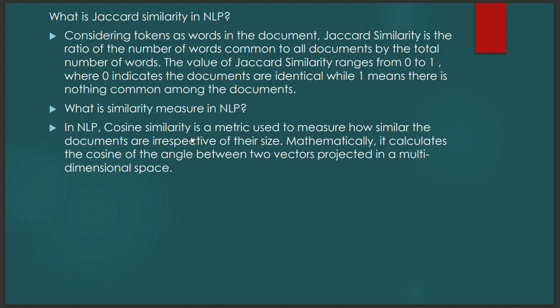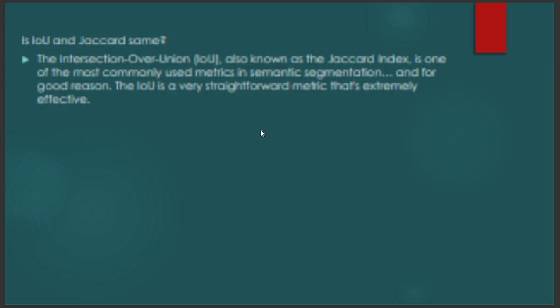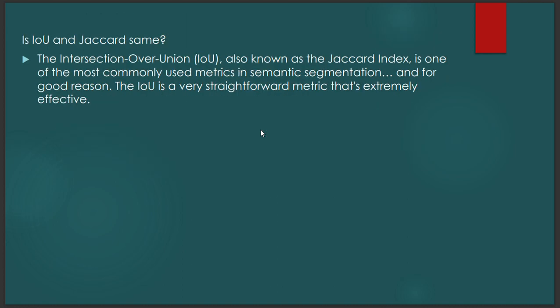How is similarity measured in NLP? In NLP, cosine similarity is a metric used to measure how similar documents are irrespective of their size. Mathematically, it calculates the cosine of the angle between two vectors projected in multi-dimensional space. In IoU, the Jaccard similarity is the same. The intersection over union, also known as the Jaccard index, is one of the most commonly used metrics in semantic segmentation, and for good reason. The IoU is a very straightforward metric that's extremely effective.